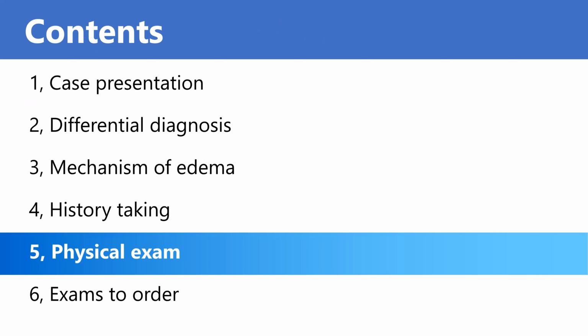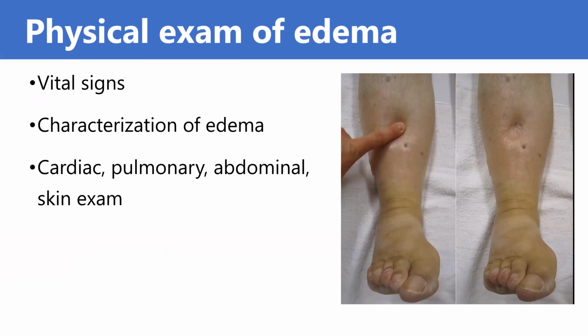Okay, so let's move on to the physical exam. Always take the vital signs first. And a focused physical exam should include a characterization of the edema. The remainder of the exam should include cardiac, pulmonary, and abdominal exams, as well as a general skin exam, looking for things such as evidence of chronic venous stasis in the legs and the signs of liver disease anywhere, such as spider angiomas.